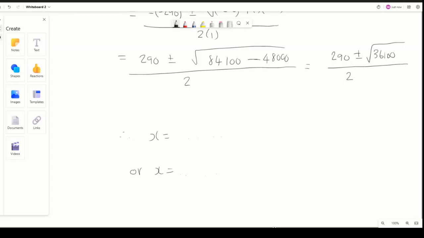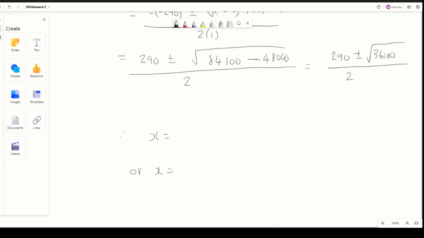36,100 plus or minus that, right? 290 plus or minus that. I don't have a calculator. Let me just use the phone quickly. Where's this calculator? I never use this. Sorry, guys, let me just try and find the proper calculator. 190. Yes, I found it.